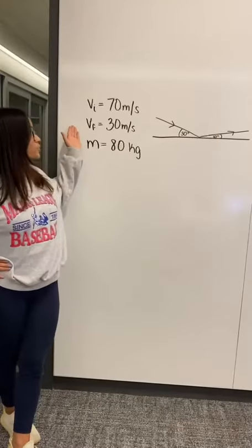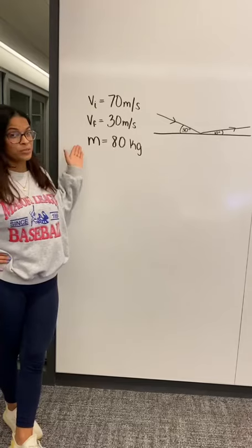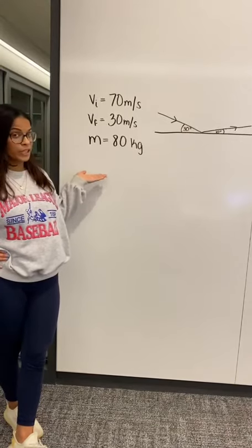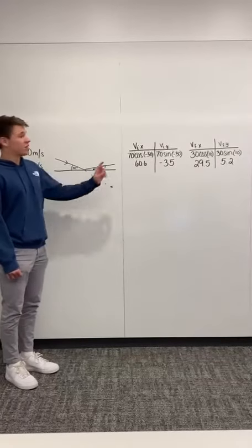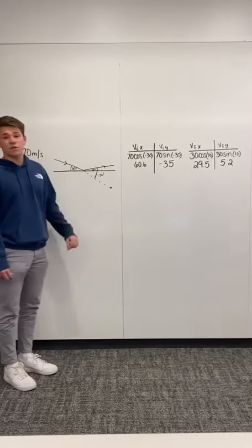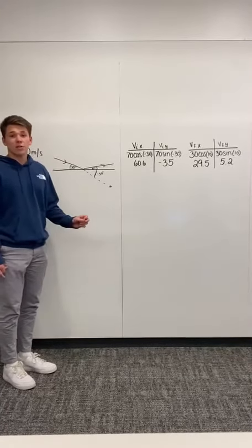The initial velocity was 70 meters per second. The final velocity was 30 meters per second. His mass was 80 kilograms. This is the diagram representing the situation. To start solving the problem, we filled out these two tables. We found the initial and the final velocity in the x and the y direction.